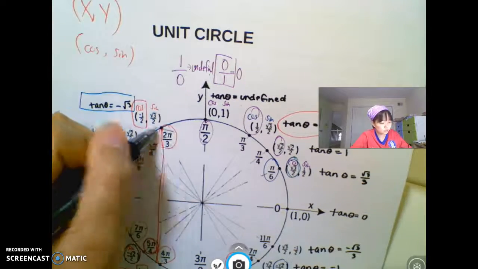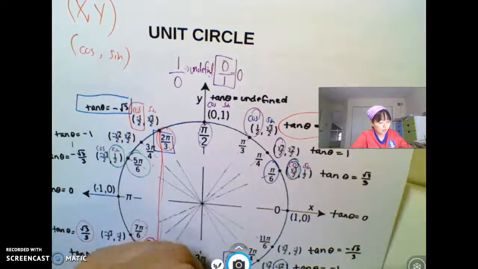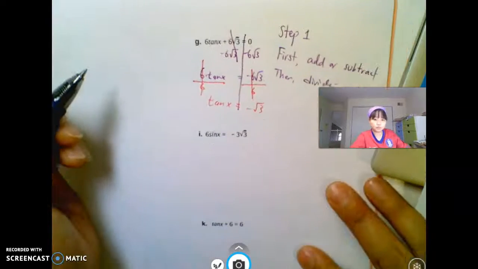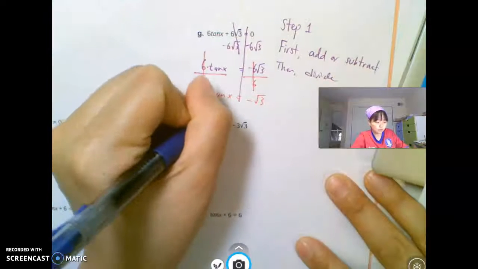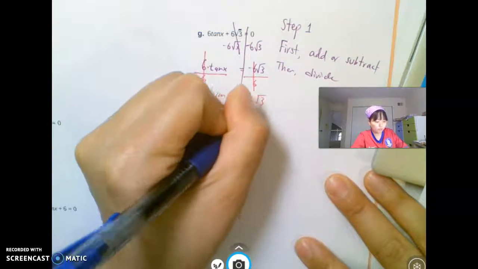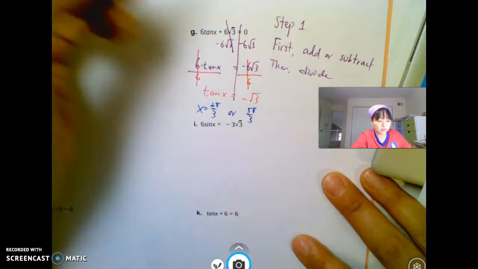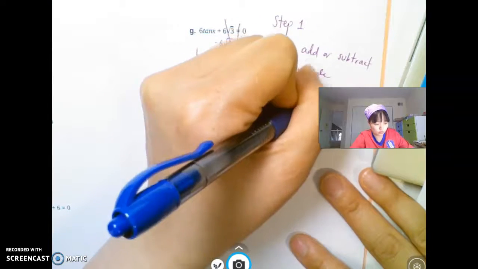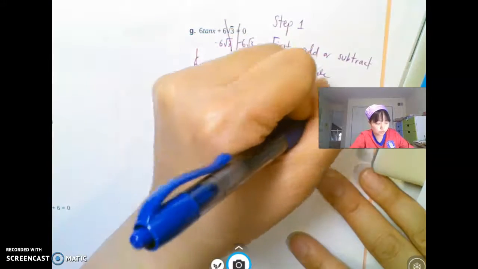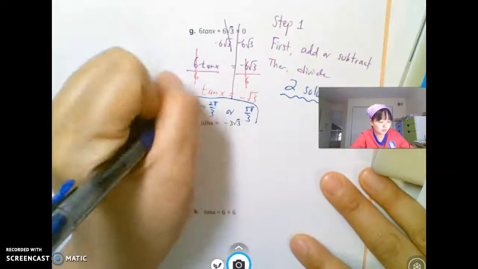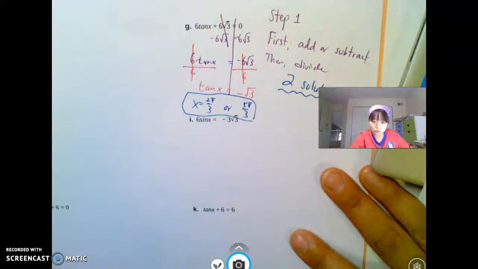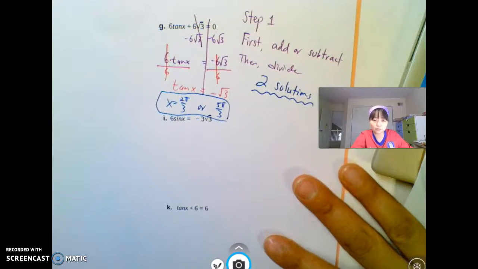So two solutions are 2 pi over 3 and 5 pi over 3. So either 2 pi over 3 or 5 pi over 3. Two solutions. I am pretty sure I won't get tired of saying that. Two solutions, two solutions, two solutions. Always look for two solutions.